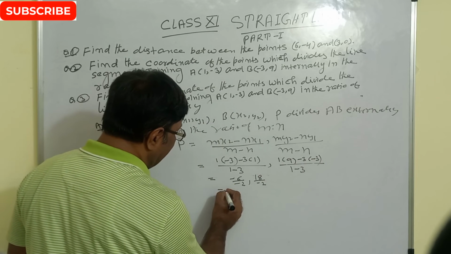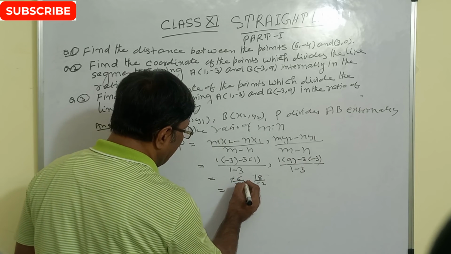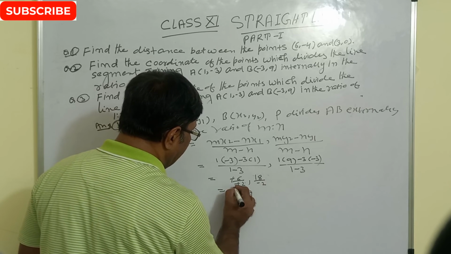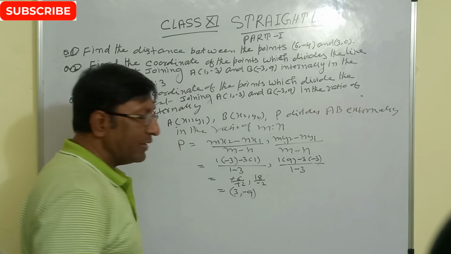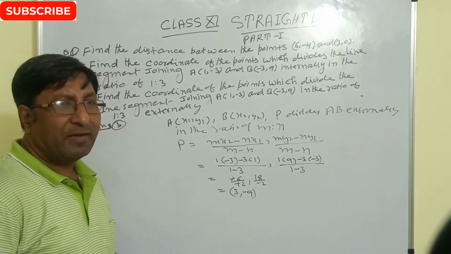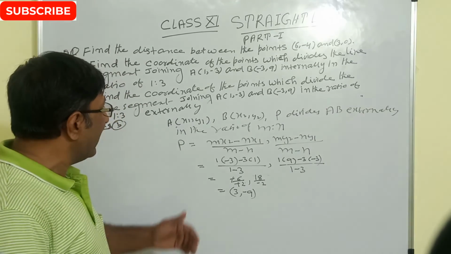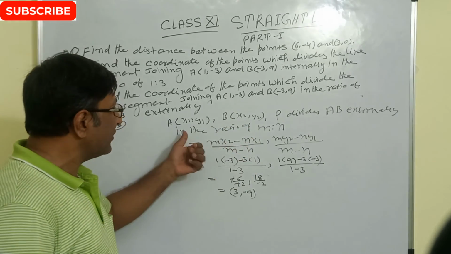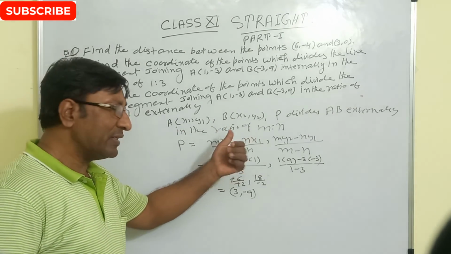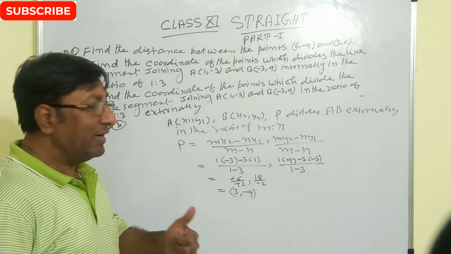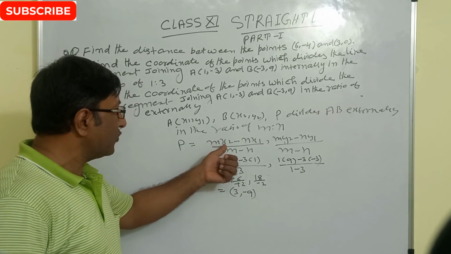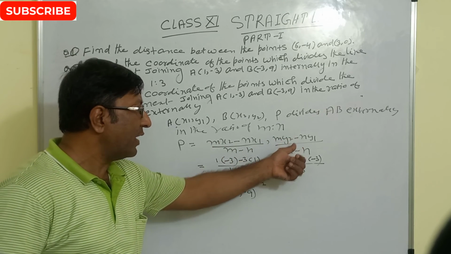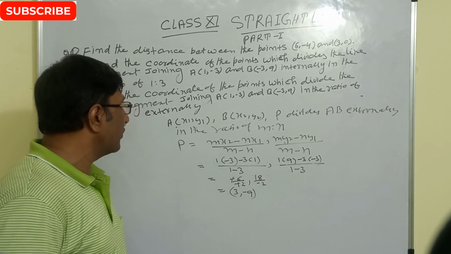So what do we get? The minus signs cancel. 2 threes are 6, and here 2 nines are 18. So (3, -9). So the coordinate of P is (3, -9). So when A and B are given and P divides AB externally in the ratio, the same formula applies but the sign will be different, minus. So mx2 minus nx1, m minus n, my2 minus ny1, m minus n. We can solve this question.